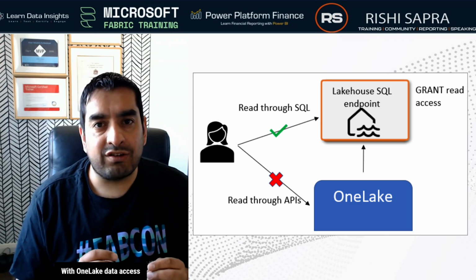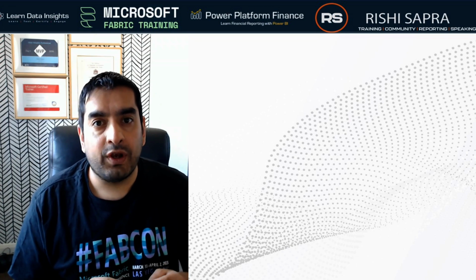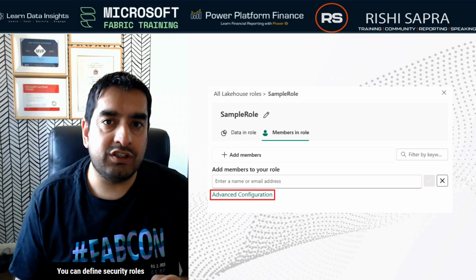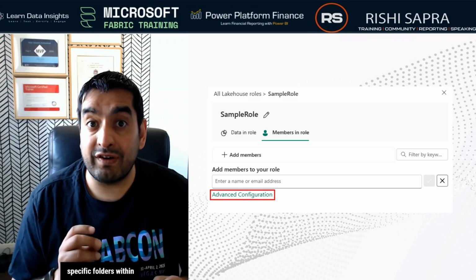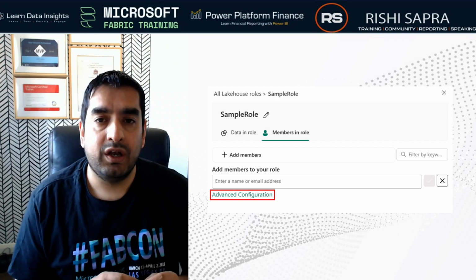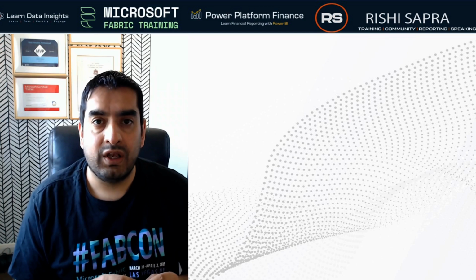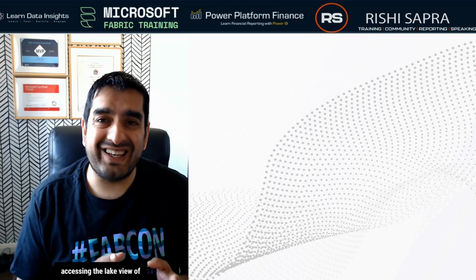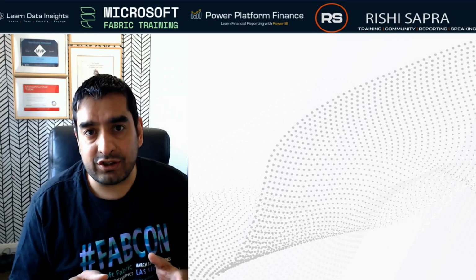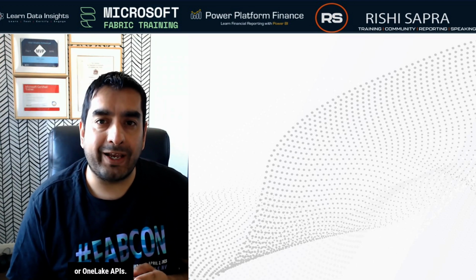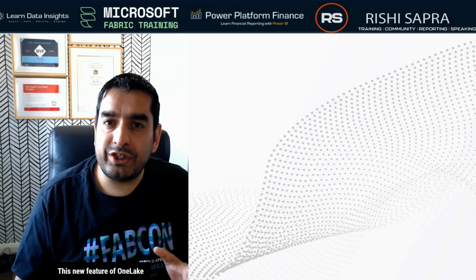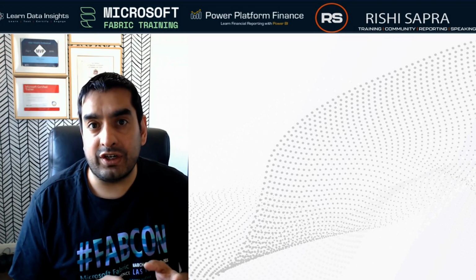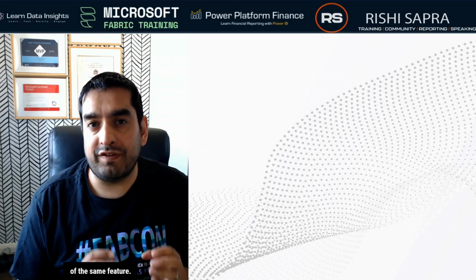With OneLake data access roles that were released last year, you were able to set permissions at a table or folder level. You could define security roles that grant read access to specific folders within a Fabric item and assign them to users or groups. The access permissions determine which folders users see when accessing the lake view of the data through the Lakehouse UX, notebooks, or OneLake APIs. This new feature of OneLake Security now replaces the OneLake data access role feature, as it is a more granular version of the same feature.